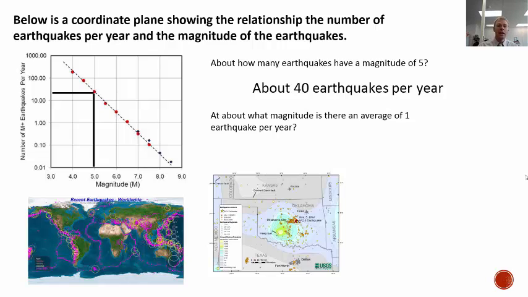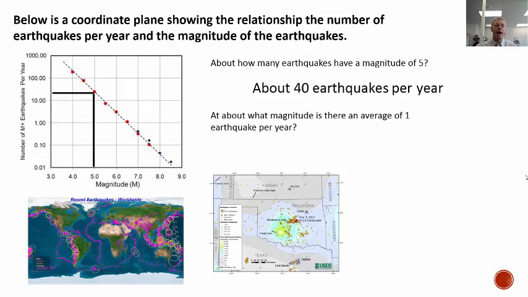Right, we can see that point there has a value, a location on the horizontal axis and on the vertical axis. A magnitude of 5 on the horizontal, around 40 if you look at the estimation there. And Oklahoma City, you can see down below there, is an example of a city that actually has about 40 earthquakes per year. So if you like earthquakes, that's a good place to head.